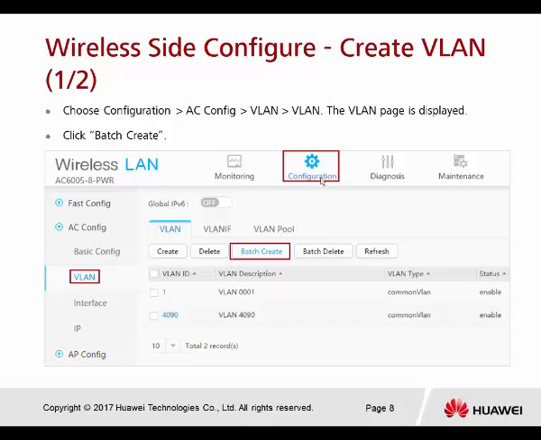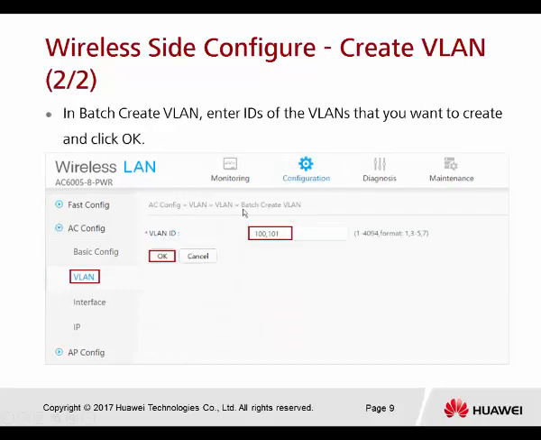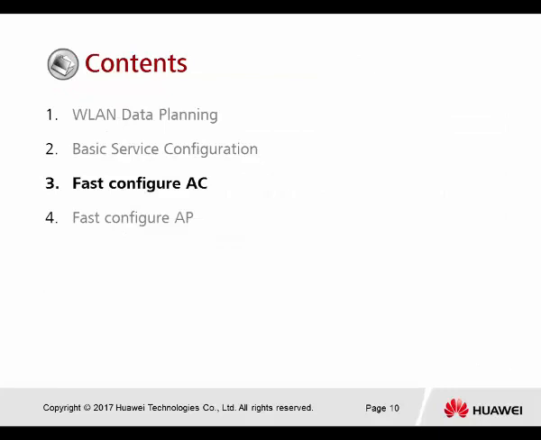Right? So we just assume right now we want to configure the layer 2 VLAN and also the access link here. So in the VLAN, okay, batch create, because I want to add multiple VLANs. After I click batch create VLAN, another page comes out here. So you just put the VLANs that you want to enable. Right now I just want to enable 2 VLANs, which are 100 and 101. Okay, now we have the fast configure AC.